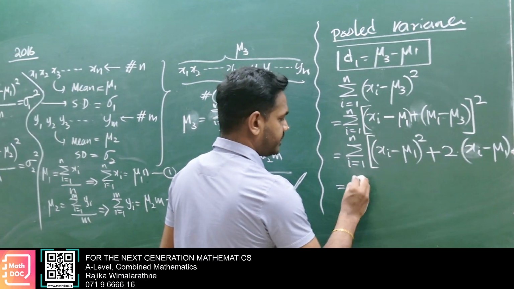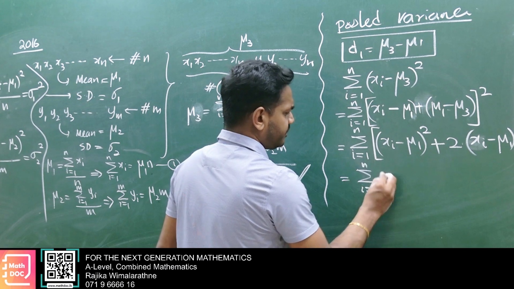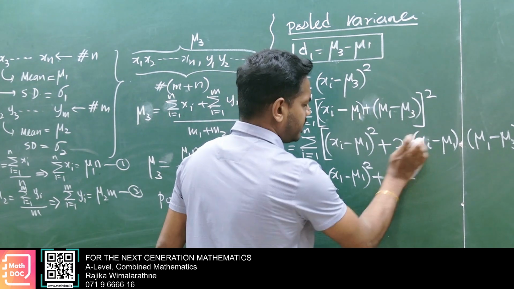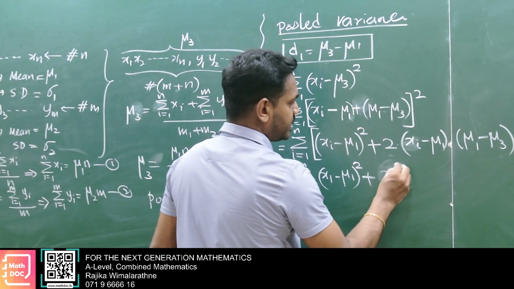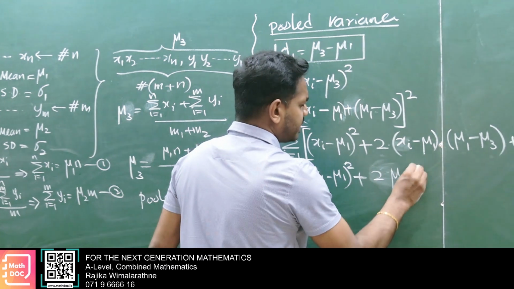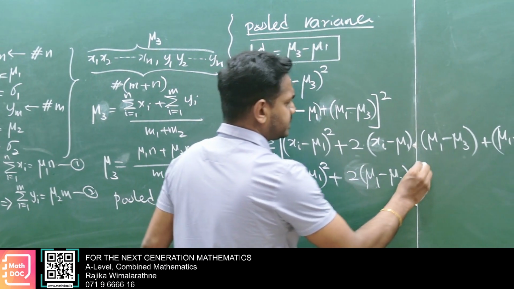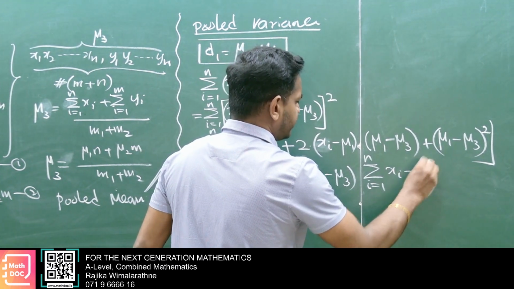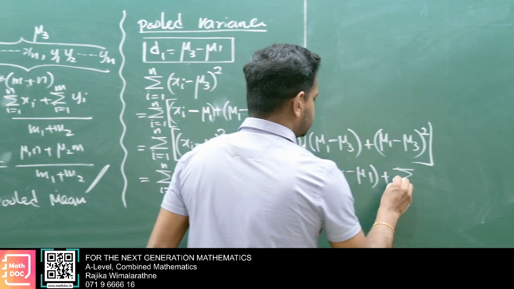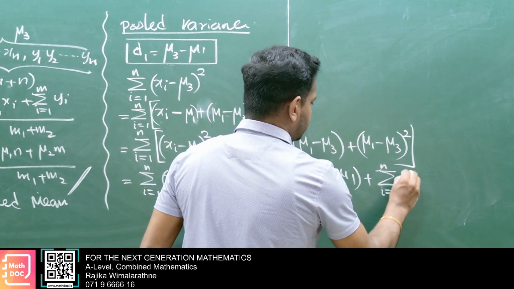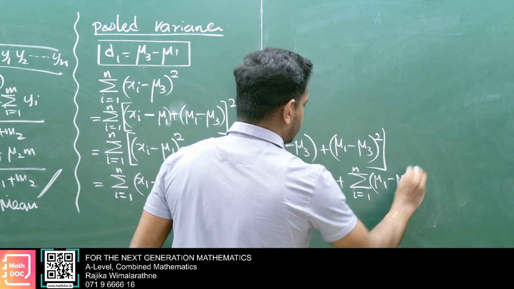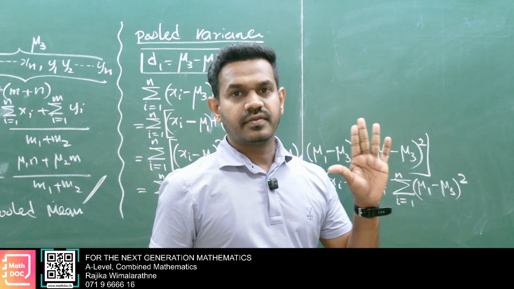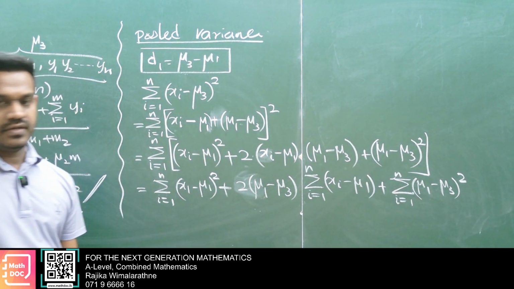Now separate the sigma. Sum over i equal 1 to n of (xi minus mu1) squared, plus, here we can take 2 times (mu1 minus mu3) outside, since it is a constant. Sum over i equal 1 to n of (xi minus mu1), plus the sum over i equal 1 to n of (mu1 minus mu3) squared. First do up to this.